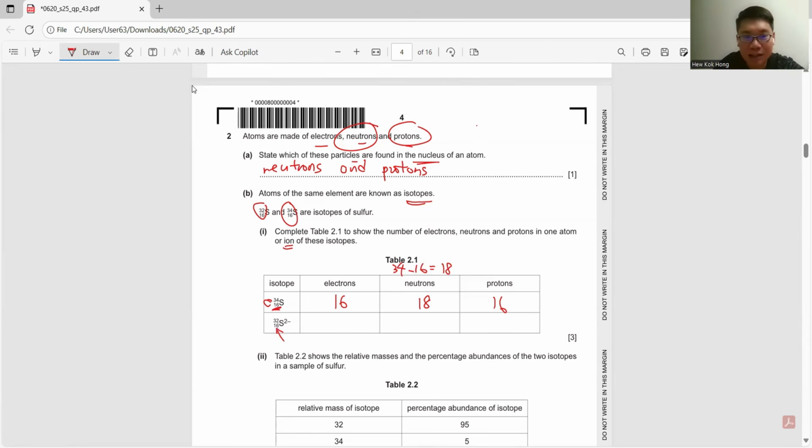We know S has 16 protons. And then it adds 2 more electrons. That's why it will be 16 plus 2, 18 here. And then the number of neutrons will be 32 minus 16. So it will be 16 neutrons for this.